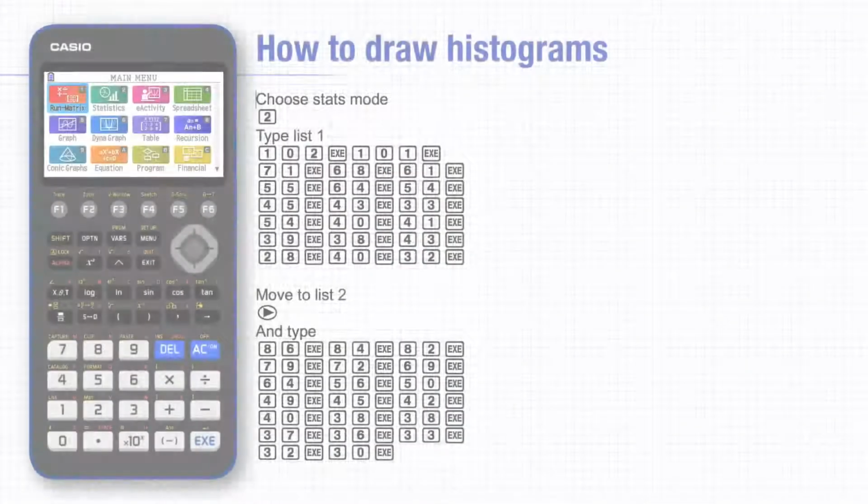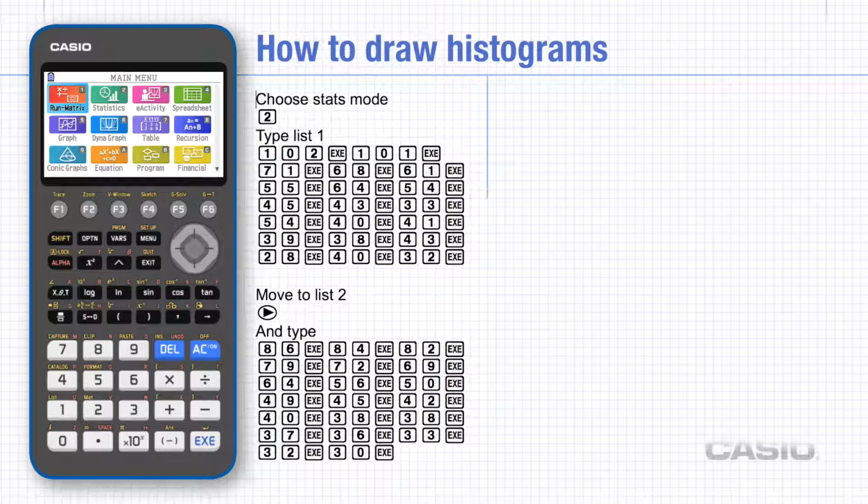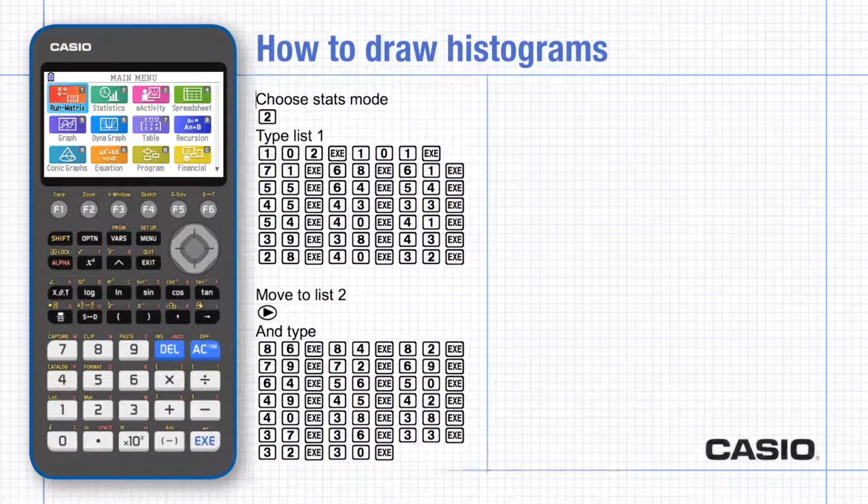In this tutorial, we're looking at how to draw histograms. The histograms will always be drawn with bars of equal width. This means that frequency rather than frequency density can be used for the vertical scale.